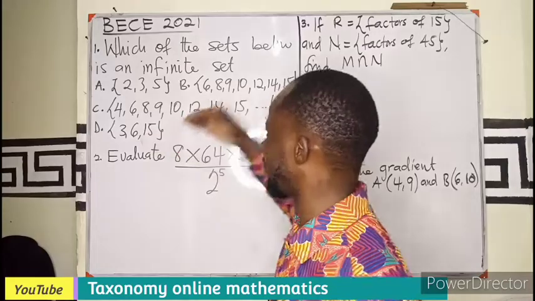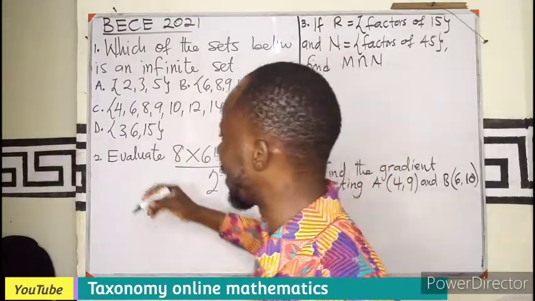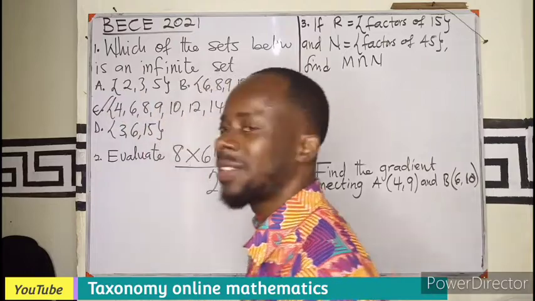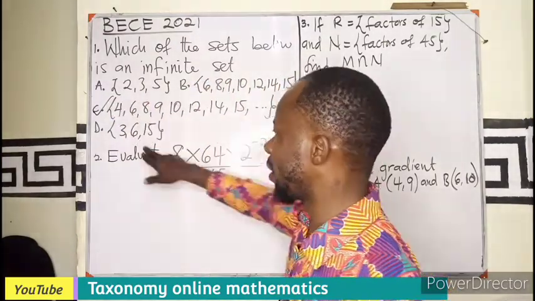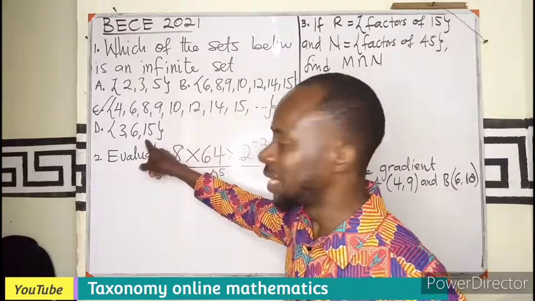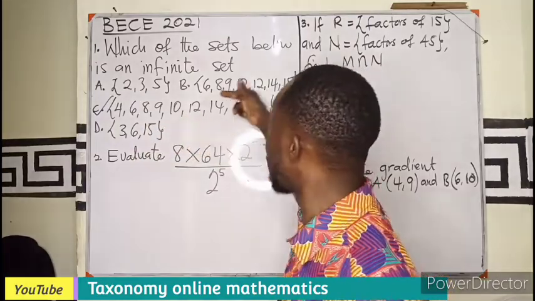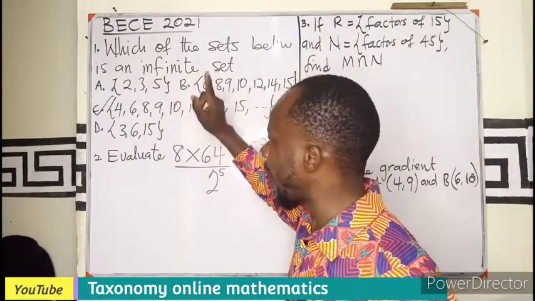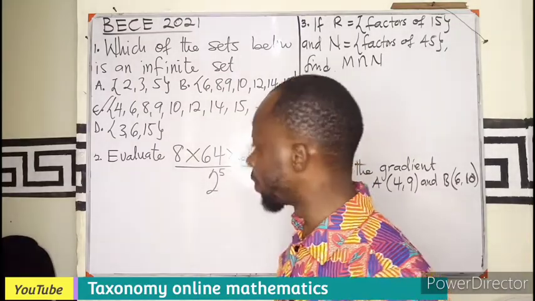If we come to C, 4 to 15, but the three dots here mean that the numbers continue, meaning 4, 6 in that order, it continues to infinity. So we can say that C is the best option for this question, because for D, 3, 6, 5, 15, 15 is the last. So this becomes a finite set. So our answer here will be C, as the infinite set. Good.